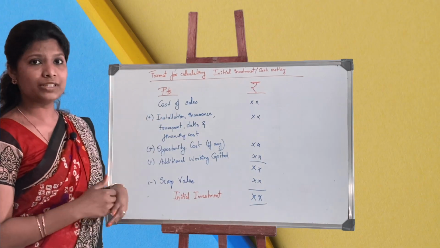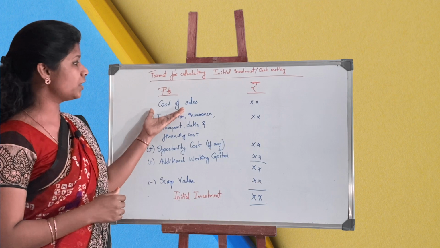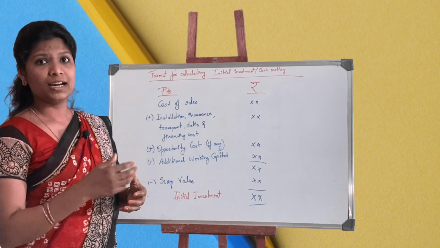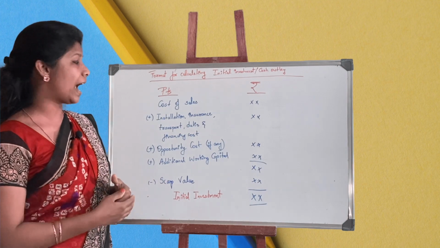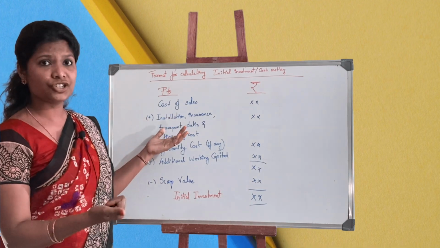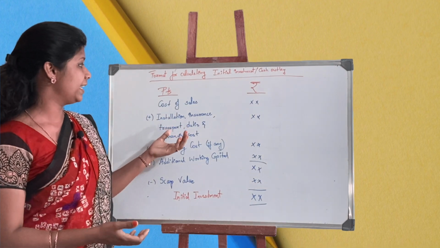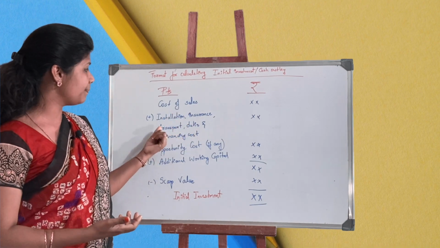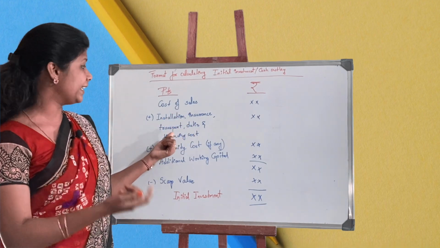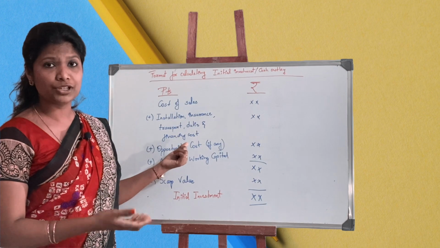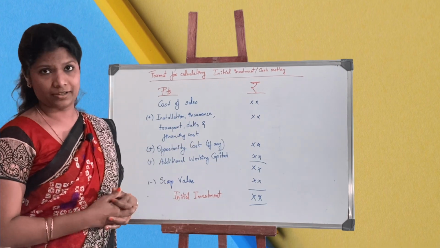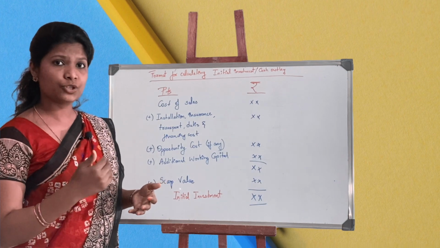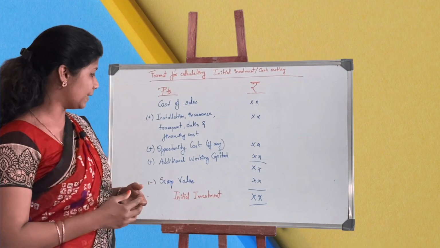So, the format goes like this. First, we're going to start with the cost of sales. So, what is the exact amount of the sales made? To that, we are going to add any installation charges for that particular project, any insurance that we have taken, transport facilities, any duties like export or import duties or octroi charges, all those duties, and the financing cost. So all these expenditures we are going to add to the amount of sales made.